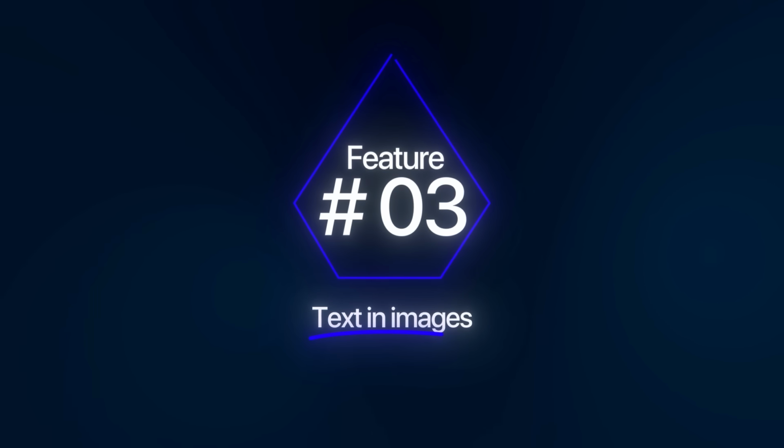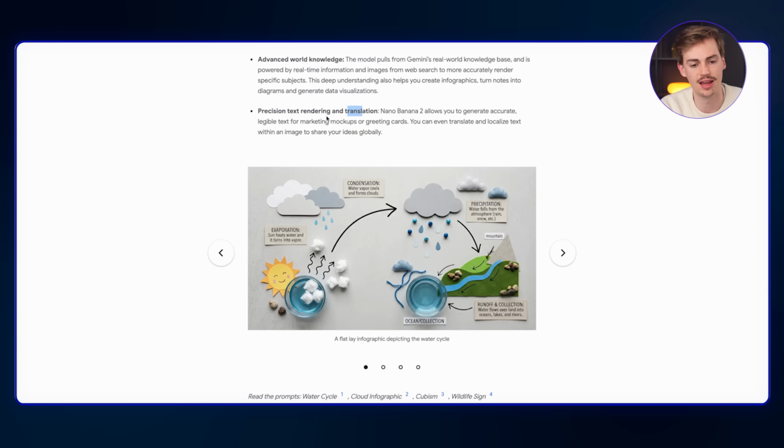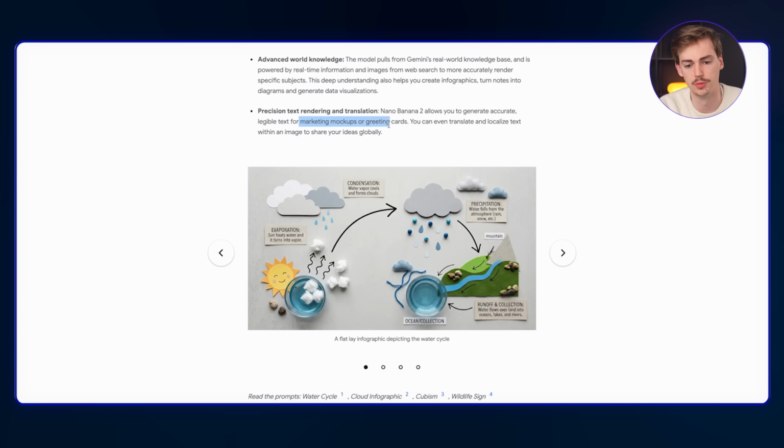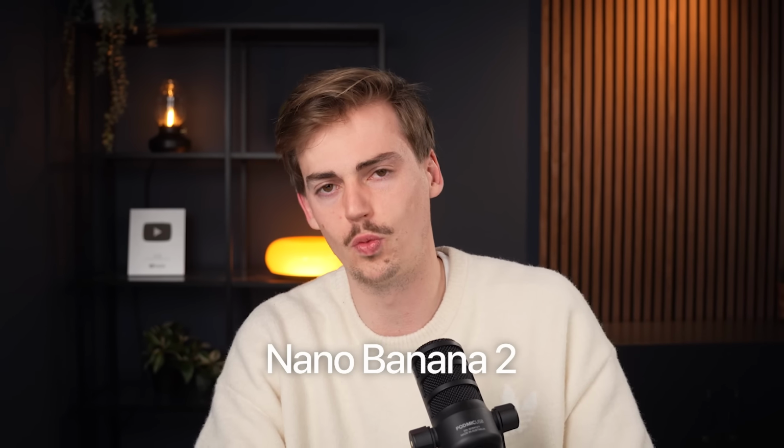Next up, we got text and images. So it's saying that precision text rendering and translation allows you to generate accurate and legible text for marketing mockups and greeting cards. You can even translate and localize text within an image and share your ideas globally. And then it shows you these kinds of examples. So I wanted to try that out and I wanted to stress test this. To test this out, I generated this image in Nano Banana 2. And let me describe what I prompted it.